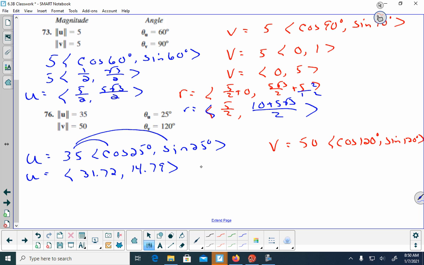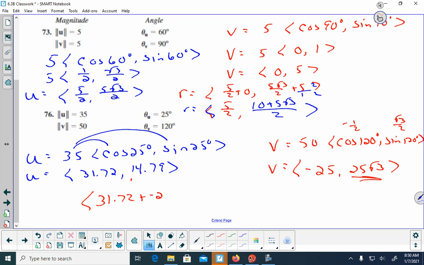Since this one's already in decimal, I'm probably just going to do this one in decimal, but hopefully you remember that this was 1/2, and this is actually a negative 1/2. So when I do this, I'm going to get negative 25, and then actually, it's 25 times the square root of 3. I just multiplied that. This one would convert to decimal.